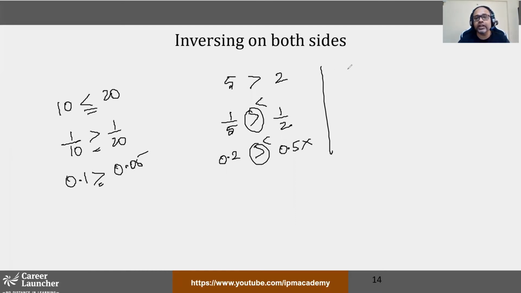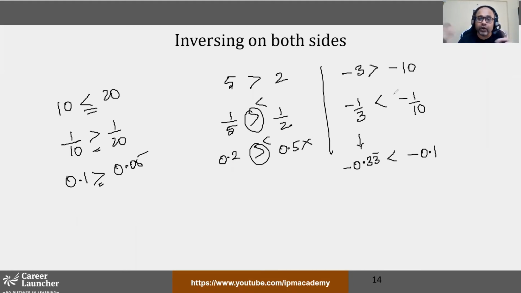What happens when both are negative? Let's take a case and look at it. Minus 3 is greater than minus 6. Or let's make it easy, minus 10. Which means minus 1 by 3 will be compared to minus 1 by 10. Now what is it supposed to be? Once again, the sign has to change, because you'll notice that this is negative 0.33 bar, which is less than negative 0.1. So if both are positive or both are negative, the sign will change.